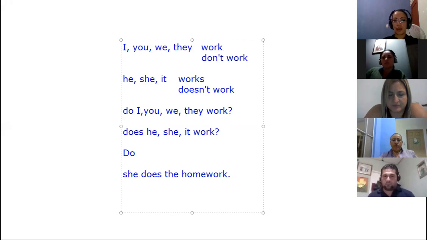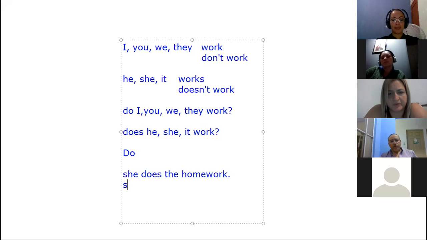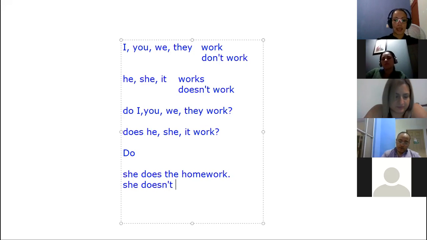Esta sería una oración afirmativa en la que yo estoy diciendo que ella hace la tarea. Dijimos que el verbo do para tercera persona, a los que terminan en O les agregamos ES, ¿verdad? She does the homework. Ahora, ¿cómo la haría negativa esta oración? She doesn't do the homework. Ahí le agrego el auxiliar.